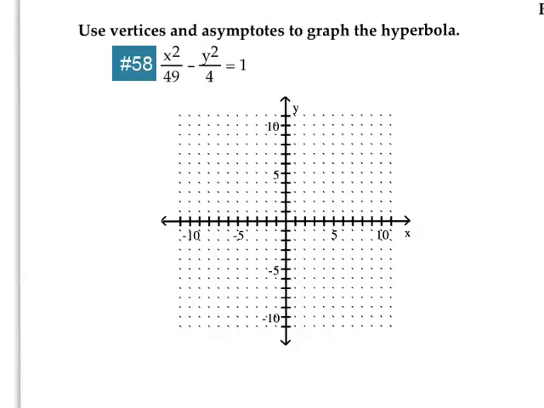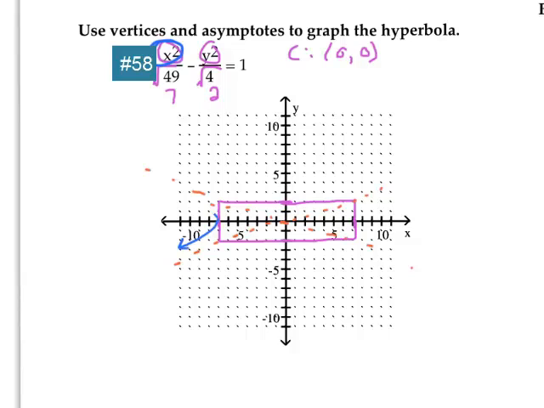Use vertices and asymptotes to graph the hyperbola. There are no parentheses here, so our center is at 0, 0. We square root these numbers just like we did with ellipses. It tells us how far to go left and right. So we go 7 left and right, up and down 2. This time though we draw a box, because this is a hyperbola, not an ellipse. This box tells us where to draw our diagonal lines, which are our asymptotes. Then we know where to draw our graph based on what letter is first. X is first here, so we're going to draw on the left and the right side of our box.